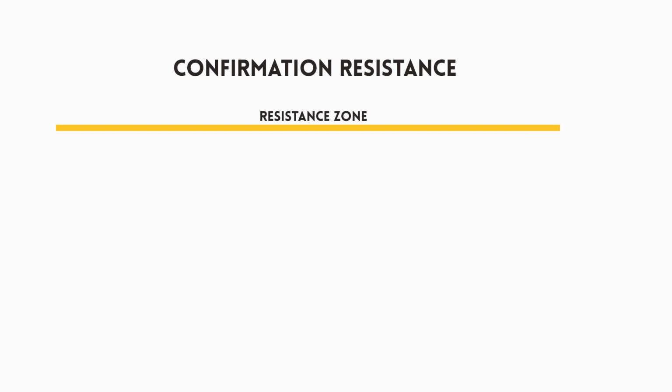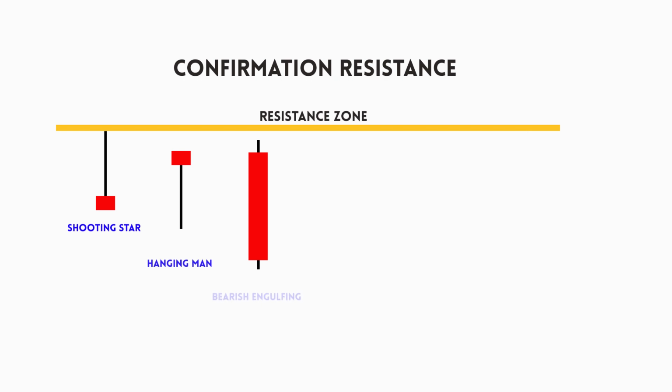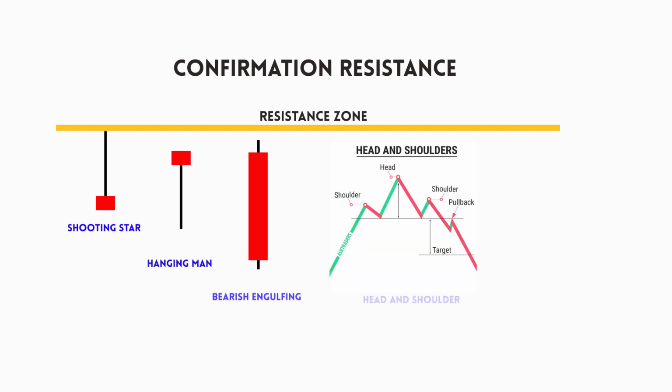Confirmation of resistance. Resistance is confirmed when the price approaches a certain level and experiences a slowdown or reversal. Traders often use candlestick patterns, chart patterns, or technical indicators to confirm the presence of resistance. Shooting star, hanging man, bearish engulfing, or head and shoulder pattern are being built up to confirm the resistance zone.